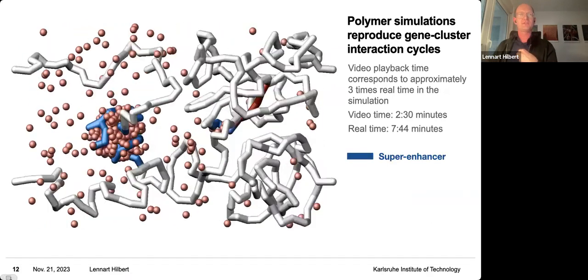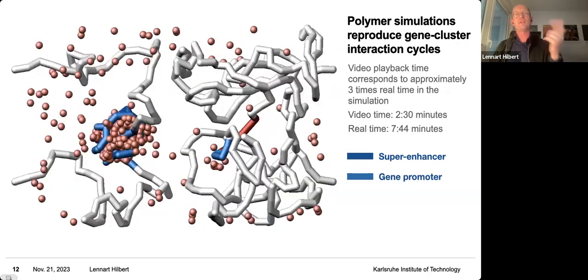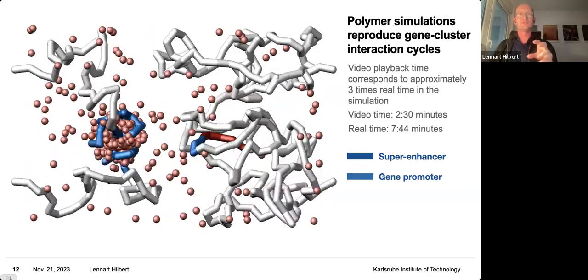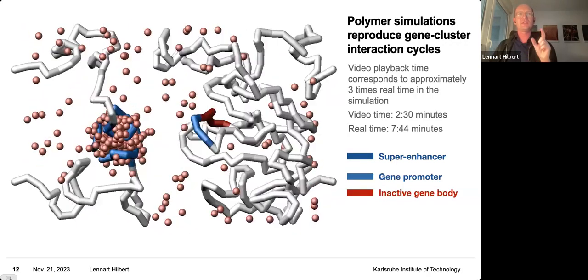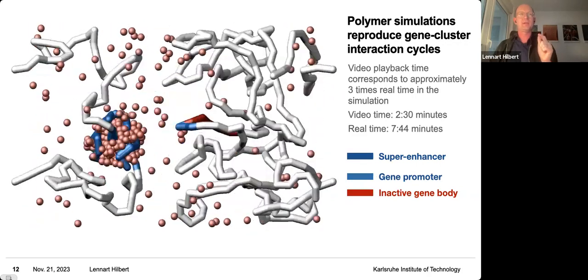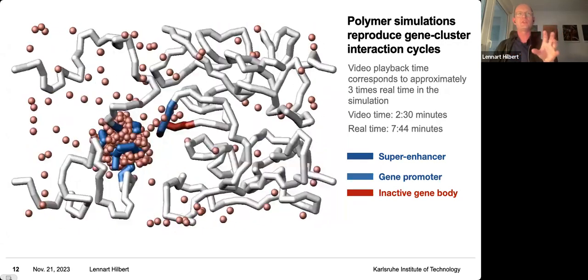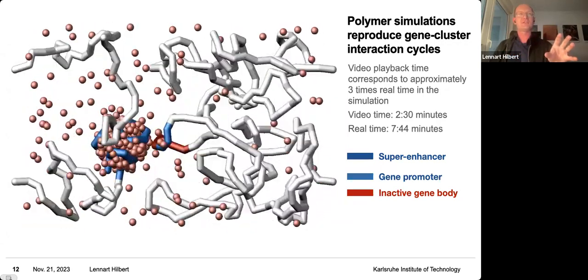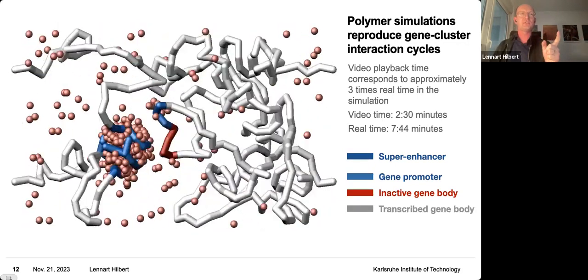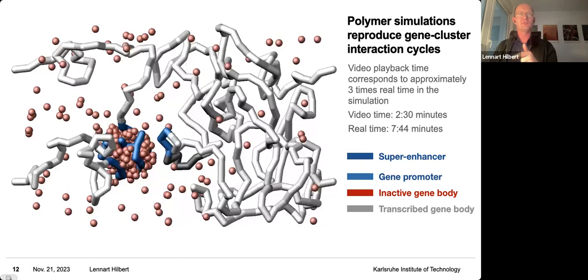So this is one element, the super enhancer, that is acting as the condensation surface, in blue on the left-hand side. On the right-hand side, you have the gene promoter in blue that is now beginning to attract some of the red particles into its vicinity. And attached to it, you have the currently still inactive gene body in red color. We might have to wait a little bit because the gene is still diffusing, but it is now sticky for the big cluster on the left-hand side. And once it attaches there, which probably happens soon, you can see that the gene body turns gray, which means it is actually turning transcriptionally active now.